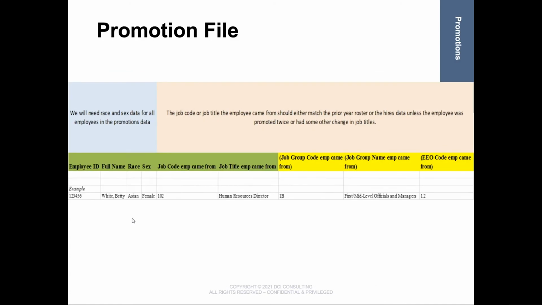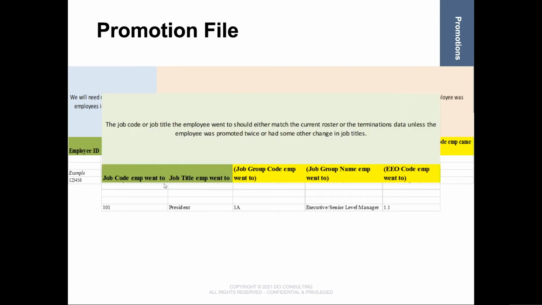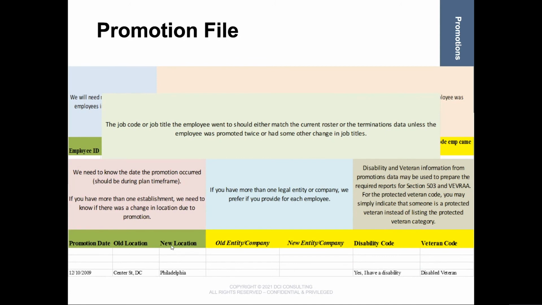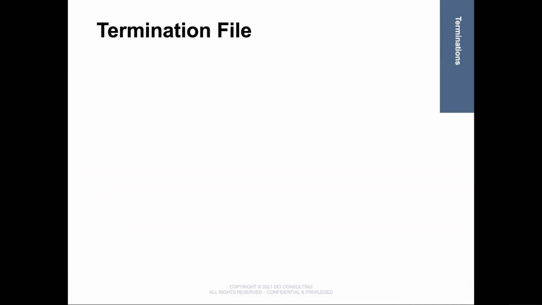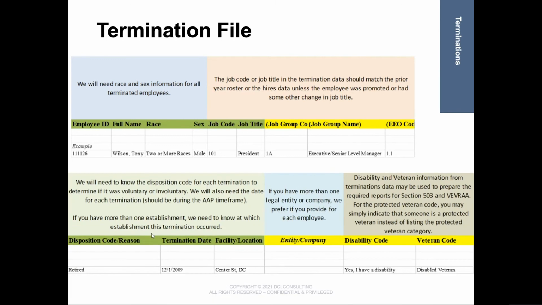The promotion file. So we need to know the job code the employee came from, the job code the employee went to, the promotion date, the old location, old entity, new entity. And again, we're just trying to reconcile all of our data. So the termination file. Again, all going to look very familiar to you by now. Nothing out of the ordinary here, just anybody who terminated in the last 12 months.